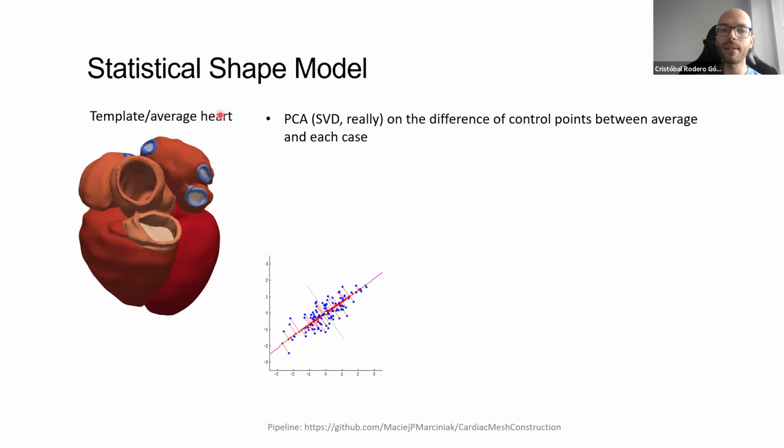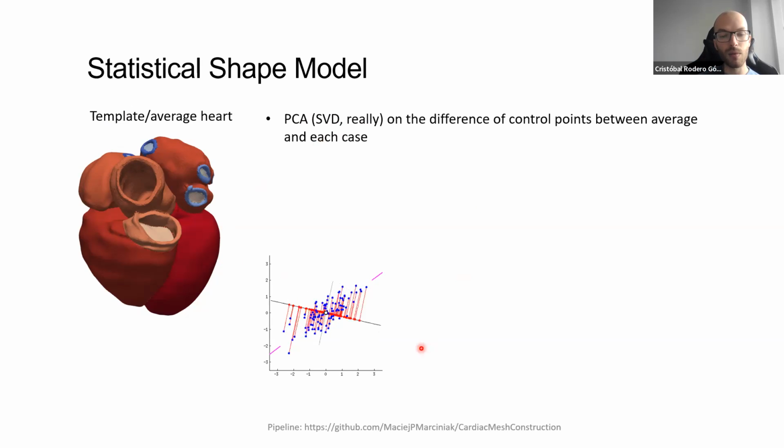And then we end up with a matrix where the number of columns is the number of hearts, and the number of rows is 3 times, because we're in 3D, the number of points in the mesh. It's too many points really to analyze and to do any statistics, so we need to do some dimensionality reduction. So we use principal component analysis. It's actually singular value decomposition because it's not a square matrix, but they call it PCA everywhere.